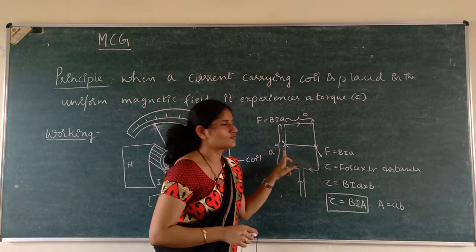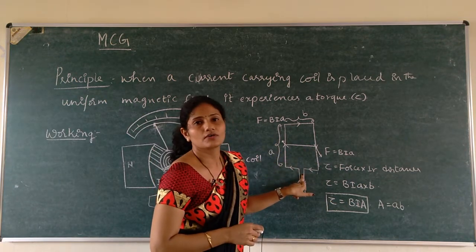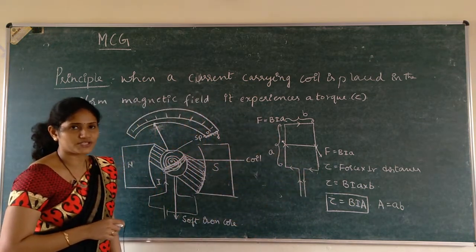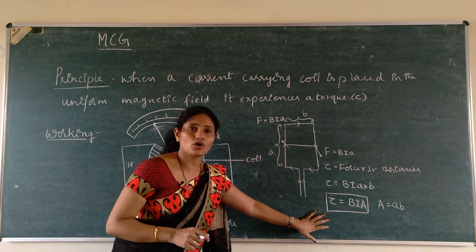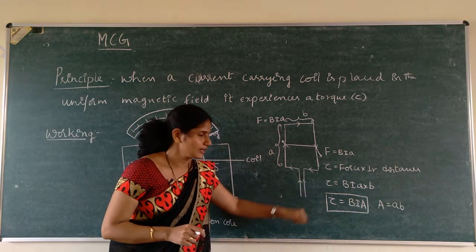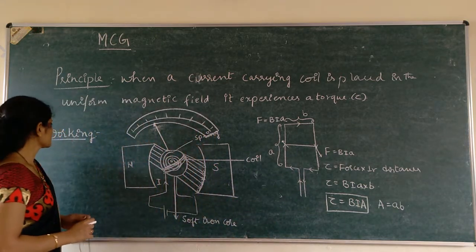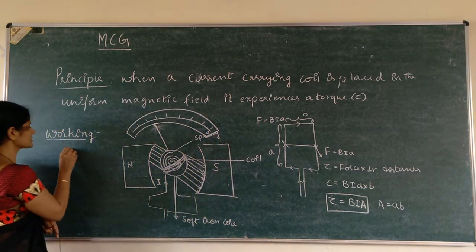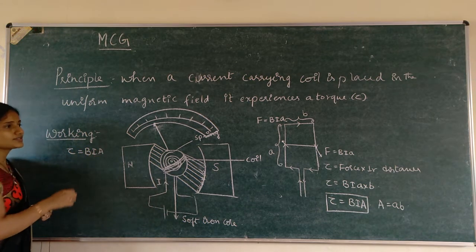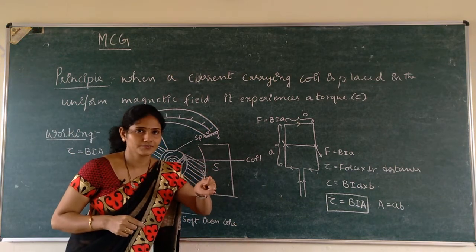Only because of these two forces, torque will act on the coil. These two forces will cancel with each other. The net force acting on the coil will be 0, but there is torque which is acting on the coil. Due to that torque, the coil will rotate. Tau is equal to BIA. So the expression for torque is BI into A. This is when the coil is having only one turn.